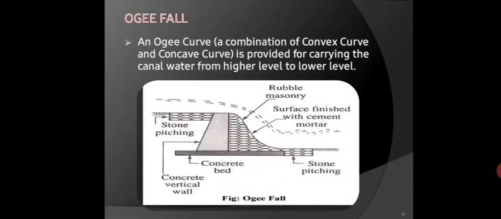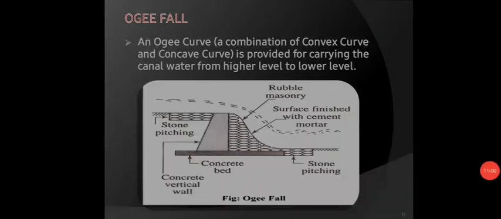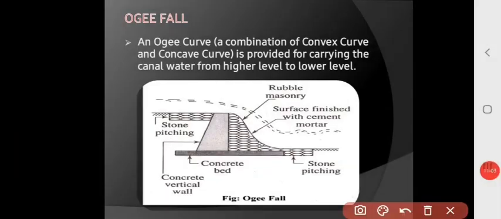Ogee fall. It is an ogee curve. Ogee curve is a combination of convex curve and concave curve. It is provided for carrying the canal water from higher level to lower level. This is the typical cross section of ogee fall. So this shape is known as ogee shape, right? So this is the typical cross section of ogee fall.